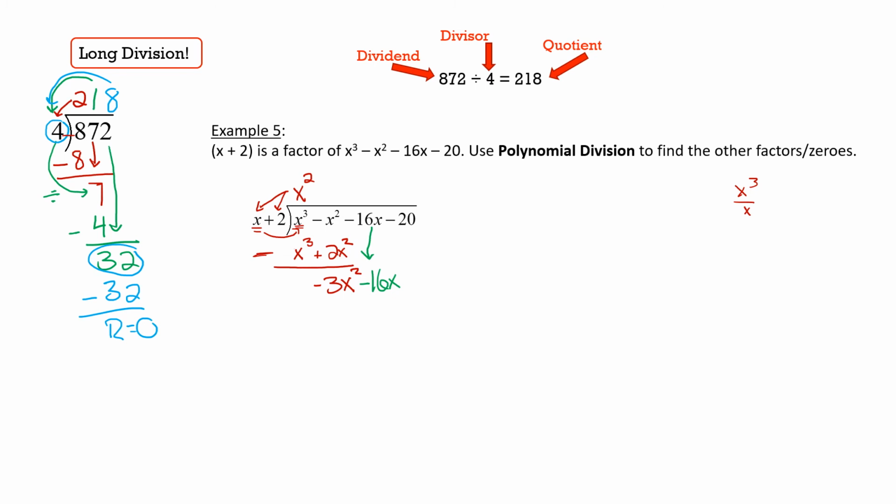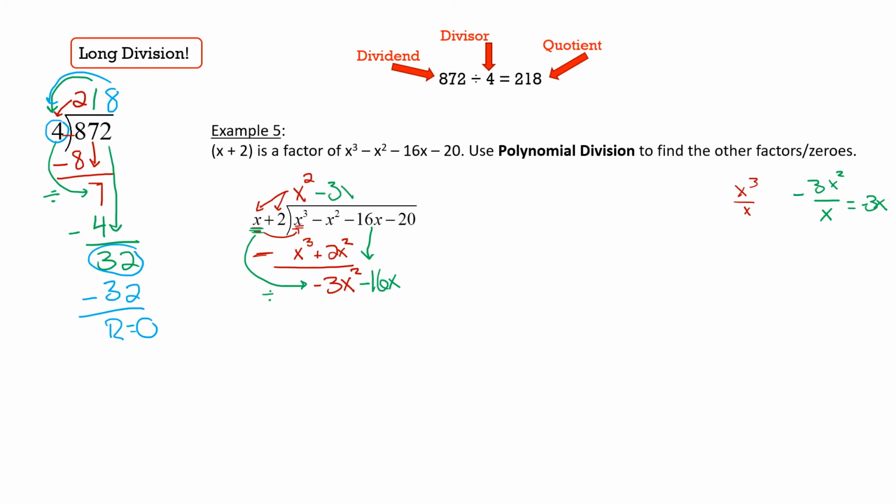I'm going to take my first term again, I'm underlining it in green. I'm going to divide it into my first term. It's always first term into the first term. So I'm going to take this x and divide it into negative 3x squared. I'm going to put it over on the side. I'm taking negative 3x squared and dividing it by x. That will give me negative 3x. So negative 3x goes on the top. It's part of the quotient now.